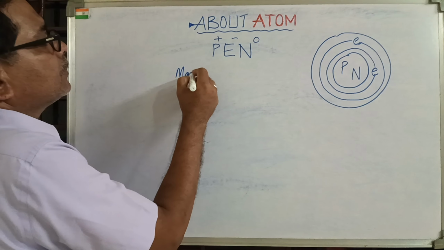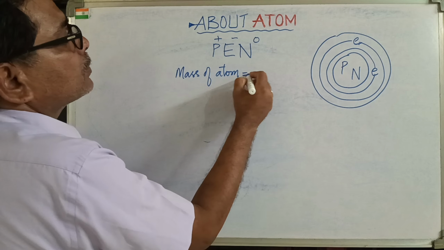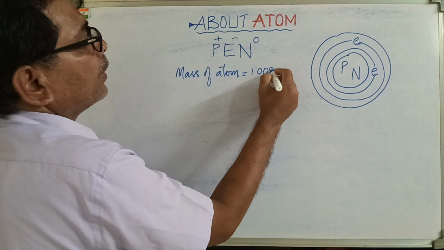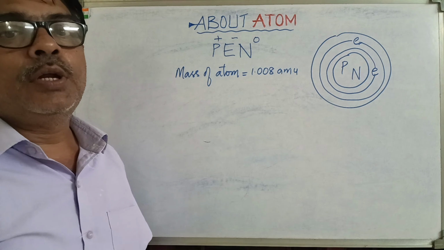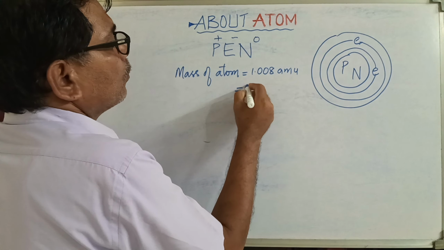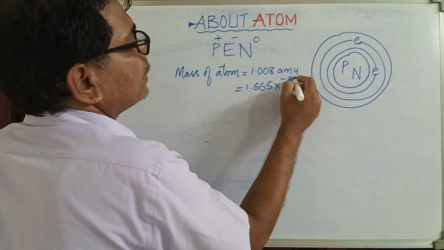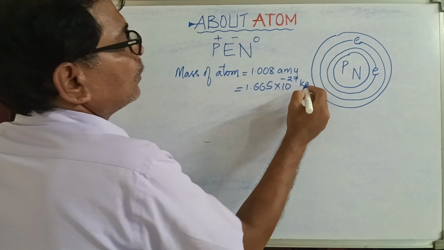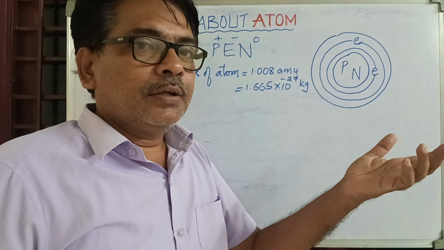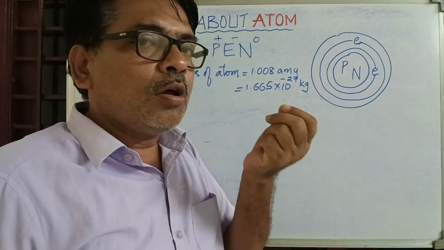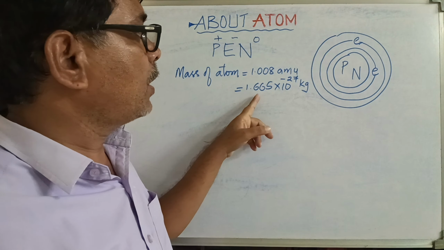The mass of the atom is... I have spoken about the whole atom, okay? The mass of an atom is 1.008 AMU, atomic mass unit, which is equal to 1.665 into 10 to the power of minus 27 kg. We cannot see an atom with the naked eye. Just imagine what a small object it is. Therefore, its mass also will be very less.